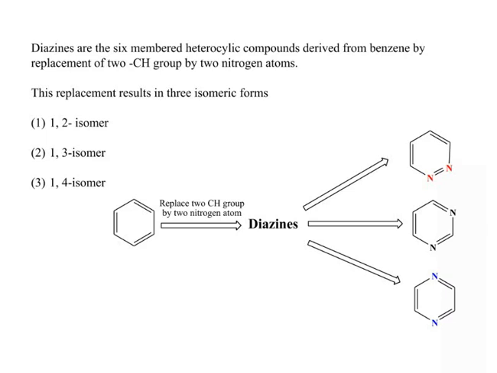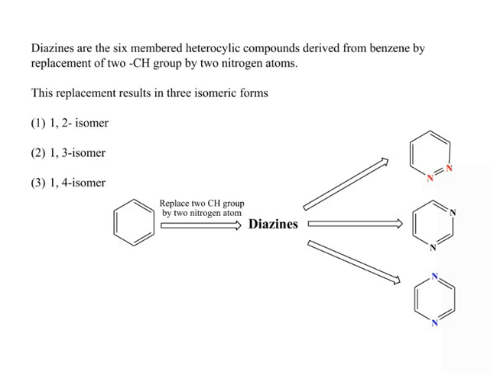Today in this video, I am going to talk about diazenes. Diazenes are six-membered heterocyclic compounds derived from benzene by replacement of 2 CH groups by 2 nitrogen atoms. This replacement results in 3 isomeric forms: 1,2 isomer, 1,3 isomer and 1,4 isomer.